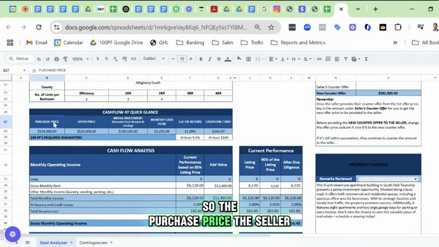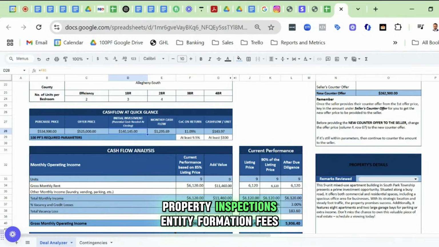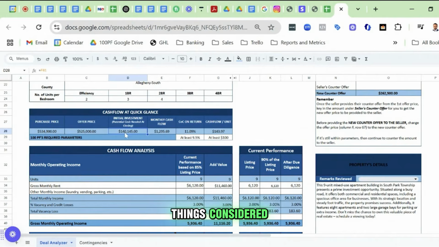The purchase price, the seller wants $534,900. We're going to offer $525,000. The total amount of cash needed to close this deal, meaning cash needed at closing for the down payment, property inspections, entity formation fees, appraisal fees, closing costs, all things considered. We like to do our math up front to see how much the total cost will be out of pocket. That's $140K. This is money that we have to bring to afford the out-of-pocket cost, in other words, the cost that the mortgage won't cover.